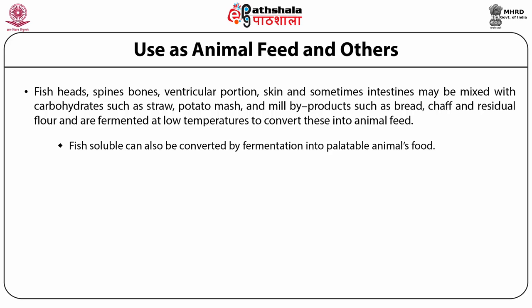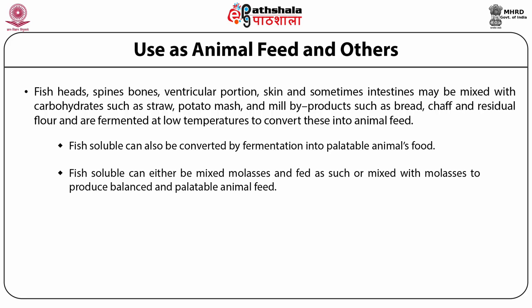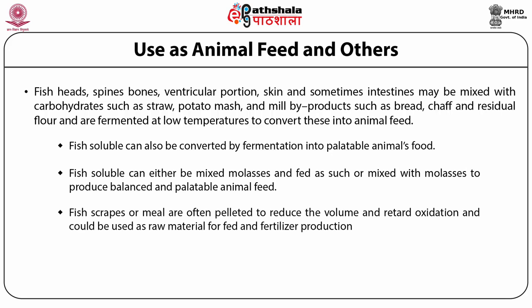Fish solubles can also be converted by fermentation into palatable animal food. Fish solubles can either be fed as such, or mixed with molasses. This is further concentrated to 50 to 60% and combined with molasses to produce balanced and palatable animal feed. Fish scraps or meal are often pelletized to reduce the volume and to retard the process of oxidation, which causes rancidity in the fish products.